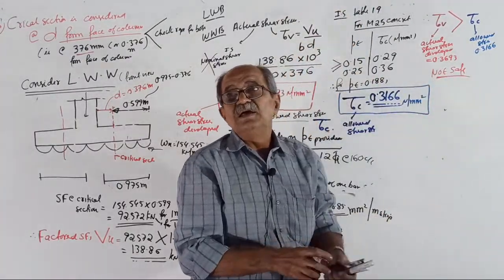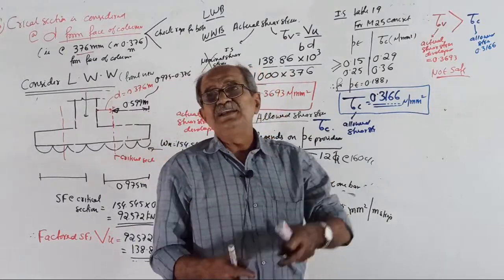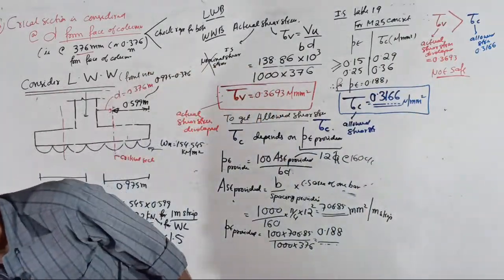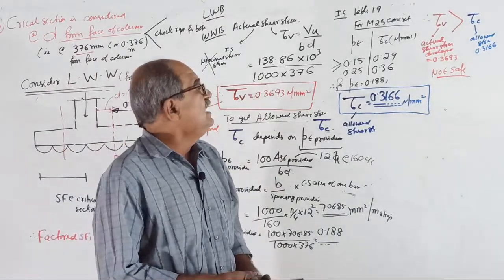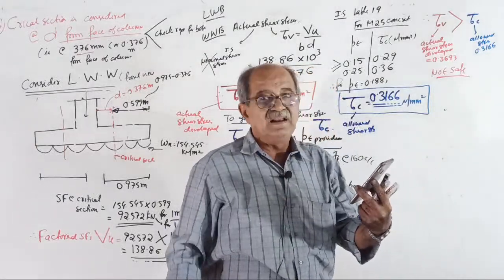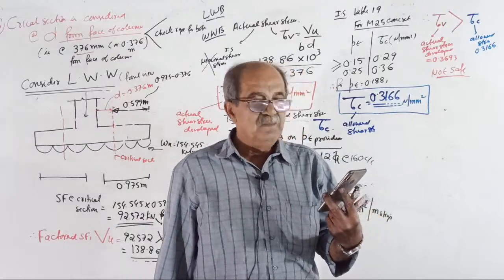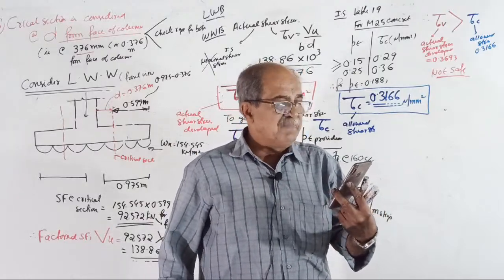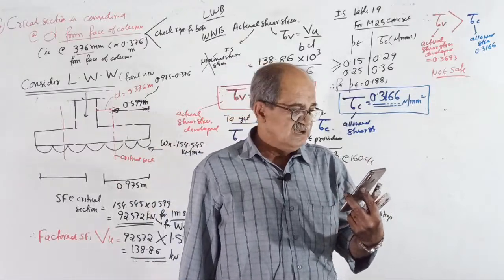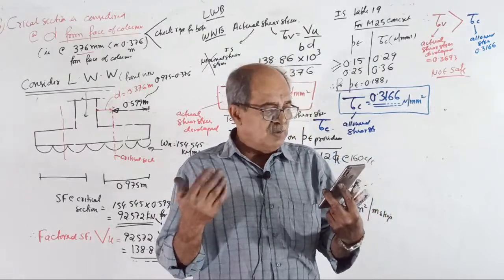Write a note. Suppose it is a beam problem, nothing to worry. Tell me the reason. In a beam problem, tau V comes very high. Why is there no problem? If the same thing happens in a beam, why nothing to worry?